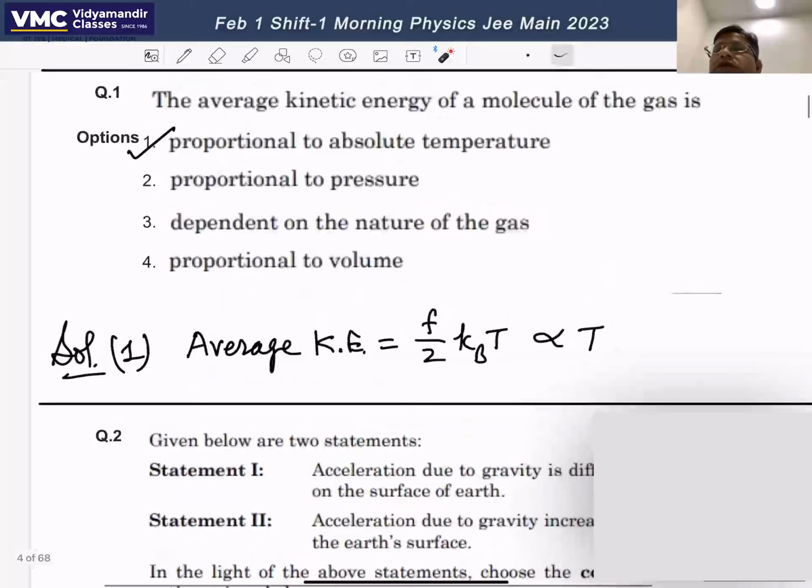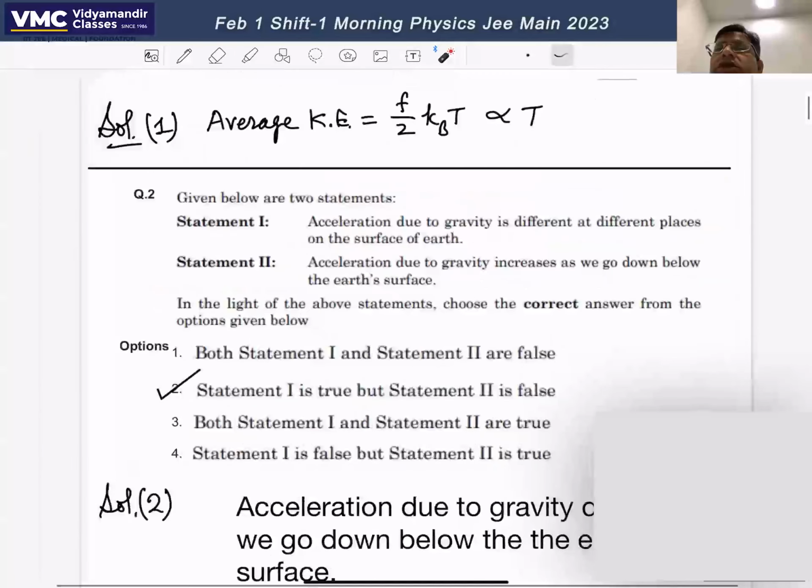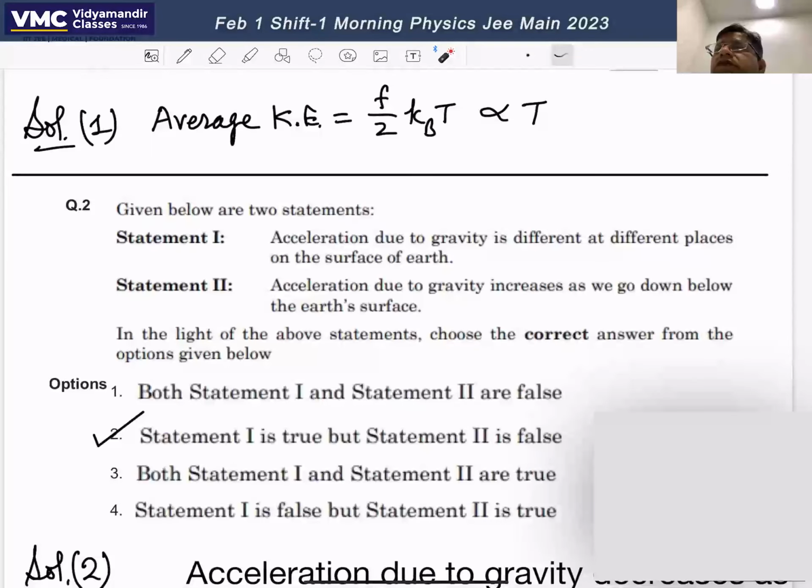In the second question, this is an acceleration question. The first statement is that acceleration due to gravity is different at different places on the surface of the Earth, which is true, because acceleration due to gravity at different places of Earth varies due to several reasons: due to latitude angle, due to non-sphericity of Earth, due to rotation of Earth. So due to these reasons, acceleration due to gravity differs at different places.